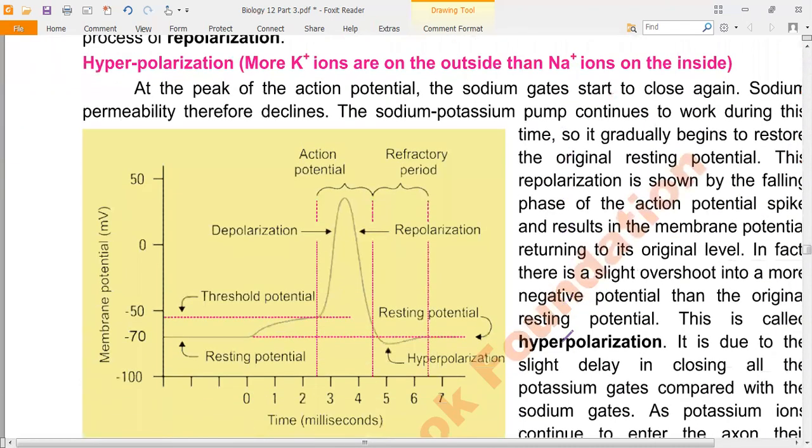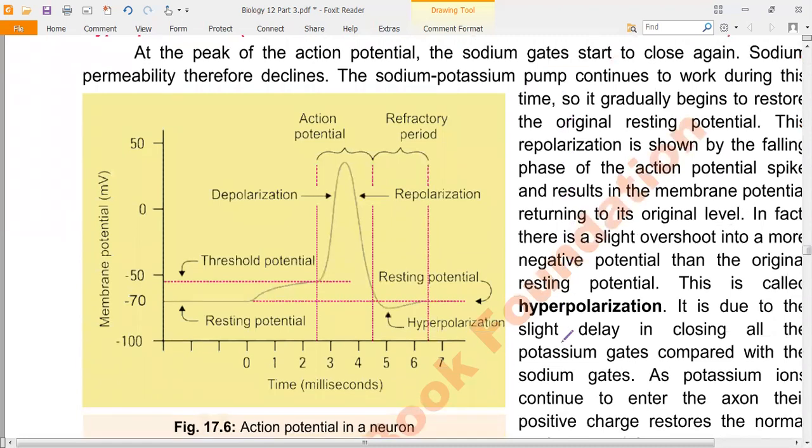So dear students, we have seen in this topic about the polarized state, depolarized state, and then hyperpolarized state. We can see here through this graph, membrane potential is described in millivolts, and that is the time. Here we can say that at minus 70 is the resting membrane potential, and you can see the black line, this one, is straight.